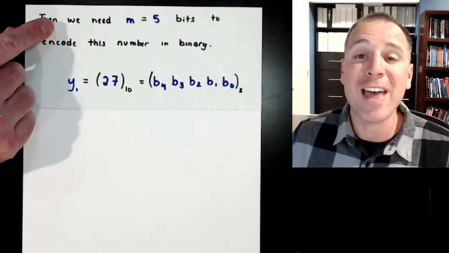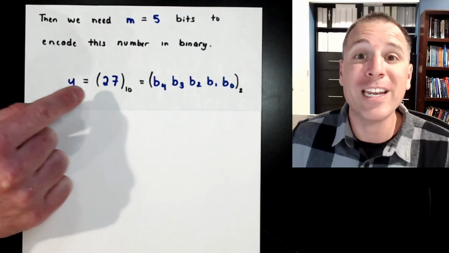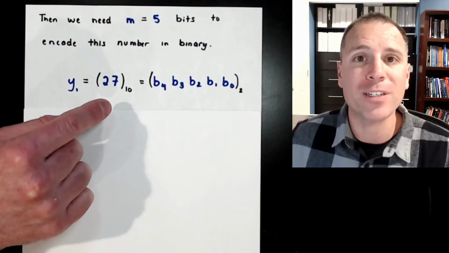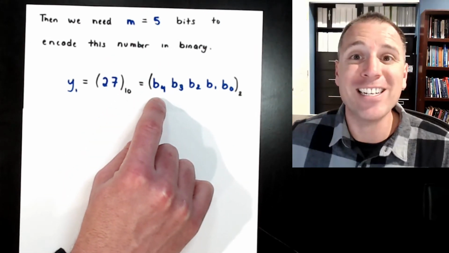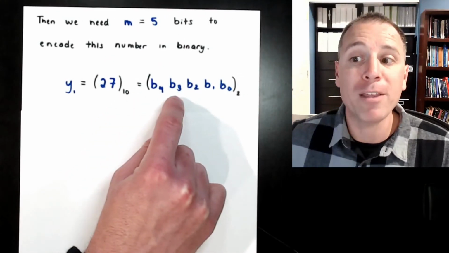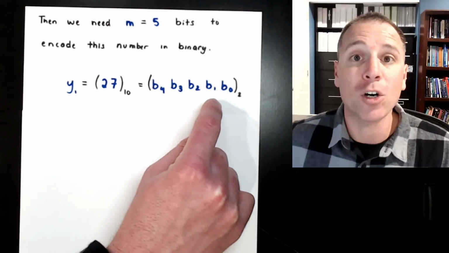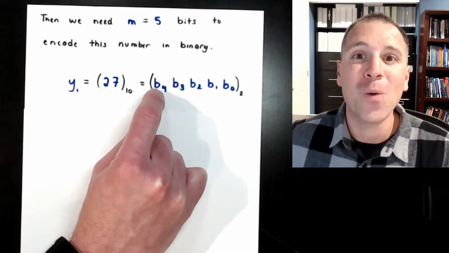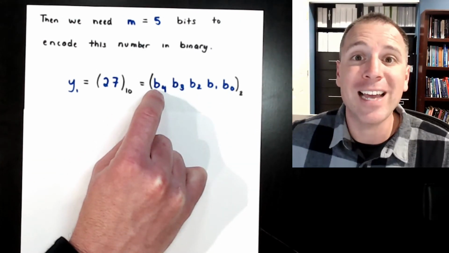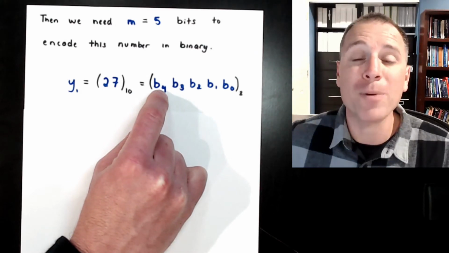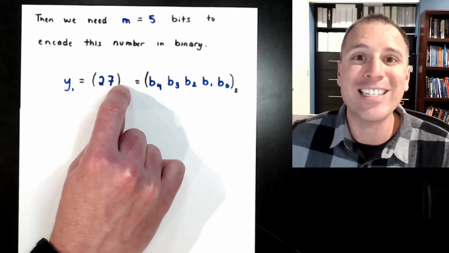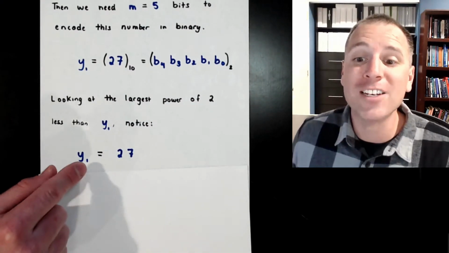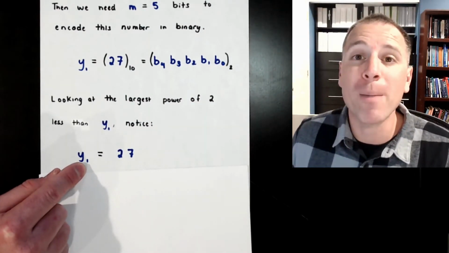Once we have that information, the number y1 equal to 27 in base 10 representation can be represented using a string of 5 binary digits, bits b4, b3, b2, b1, b0, where the most significant bit has index 4, representing the highest power of 2 to the 4 less than 27. Now what we want to do is break 27 into the appropriate powers of 2.